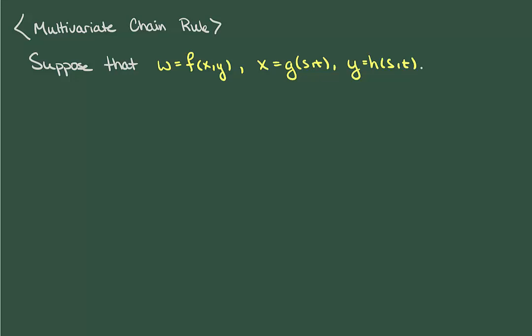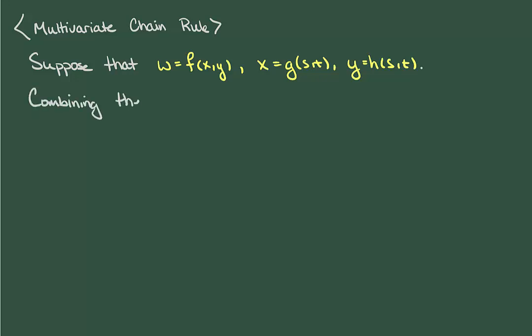The multivariate chain rule will help us to determine how to compute partial derivatives from the composition of multivariable functions. Unlike functions of one variable, there are a lot of different potential setups, but for concreteness, let's work with the following situation. Suppose that w is a function of x and y, x is a function of s and t, and y is also a function of s and t.